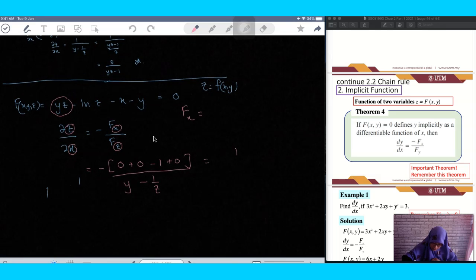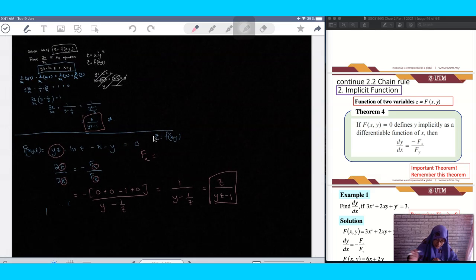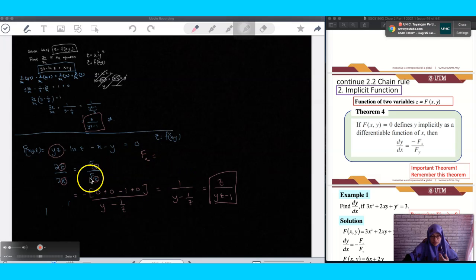You will get 1 over y minus 1 over z, and we just simplify. So you have z over yz minus 1, which is the same. This one is the same as this. And now you compare which technique is easier and faster. Okay, for me, I will advise you to use this.